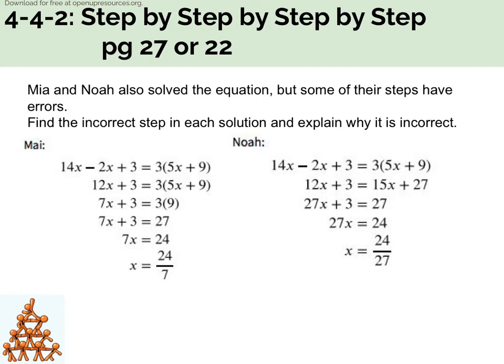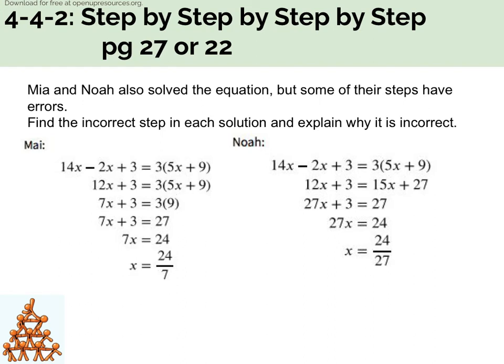All right, let's look at Mia first. So 14 minus 2x, 12, 3, 3, 3, 3, 5x, 9, 9, okay? So now we went from 12x to 7x. So how did we get there? We have a 3, we have a 5x, and we have this plus 9. So there's still 9 there, but what happened with this 5?